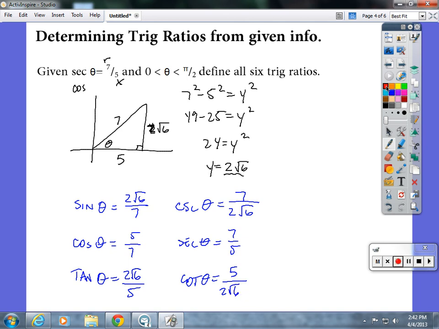Full credit, we would rationalize these. So root 6 over root 6. So we would end up with 7 root 6 over 12. And here we would end up with 5 root 6 over 12. The 12 comes from root 6 times root 6 makes 6, and 6 times 2 is 12.